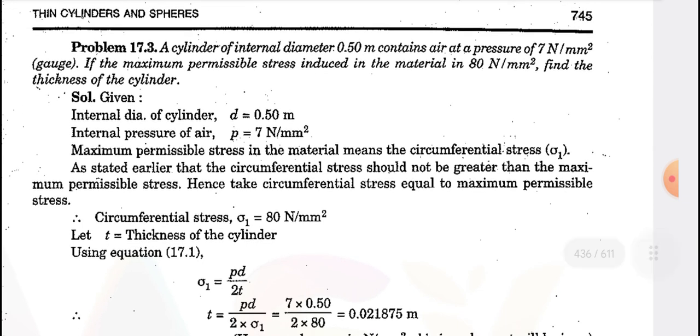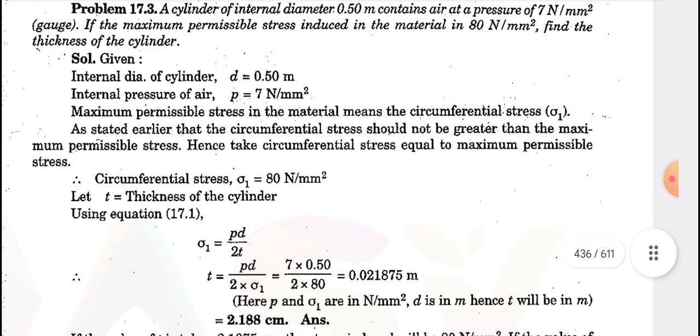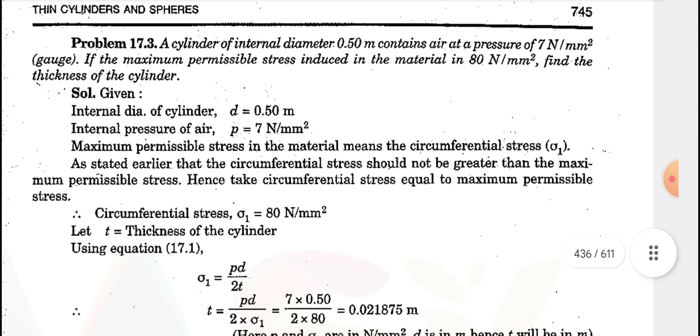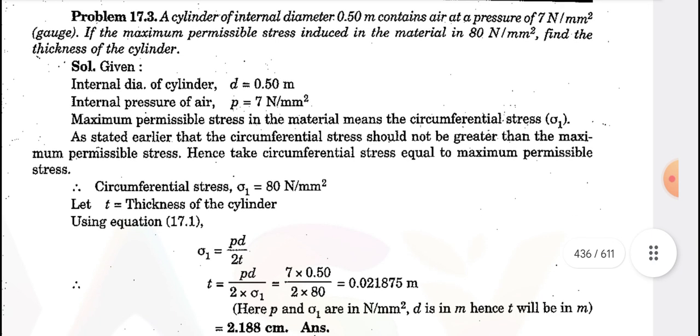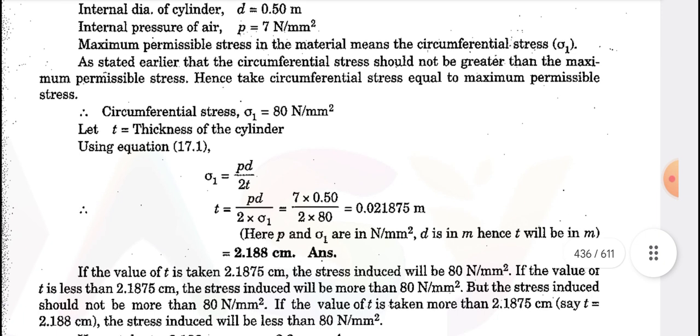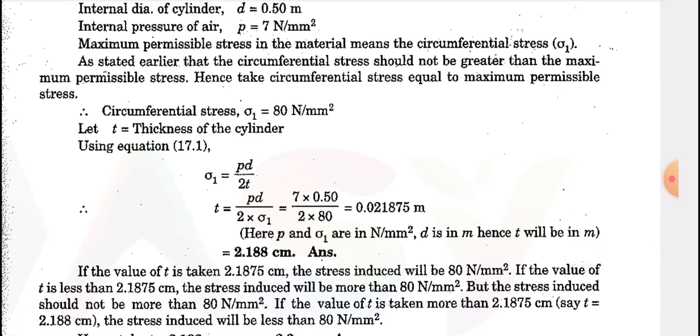Okay, internal pressure is given, the circumferential stress is given, and also the internal diameter is given. You already know the formula of the circumferential stress: circumferential stress equals PD by 2T. Therefore substitute the value of the pressure, diameter, and circumferential stress and find out the value of the thickness of the cylinder. That is 2.188 centimeter. Okay, this is the actual thickness of the cylinder for the given data.